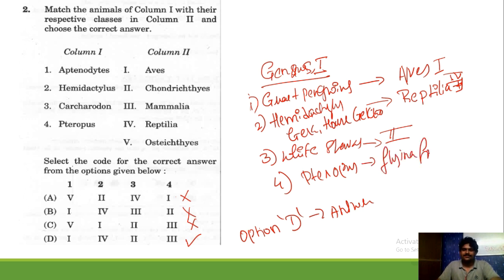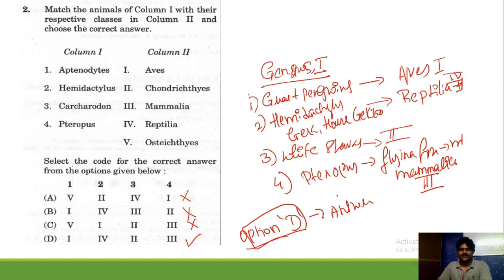flying fox. Bats, right? Bats come under which class? Mammalia, right? They come under Mammalia. So Mammalia coming means what? So it is option number 3. So then the answer is, our cross check has given us the right answer. Okay, let's move to the next question.